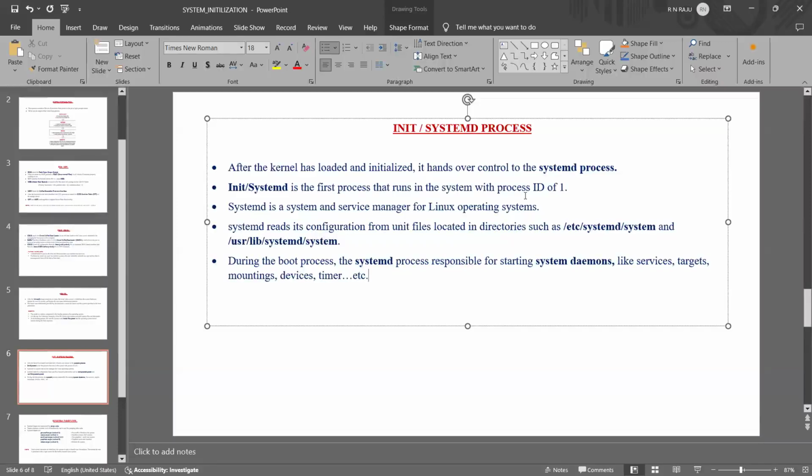Then again, you will have to recover the systemd and everything in the OS. So remember this point.